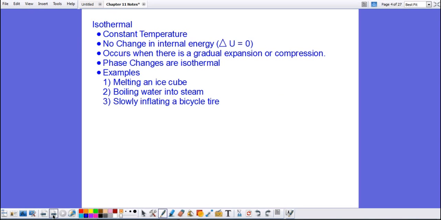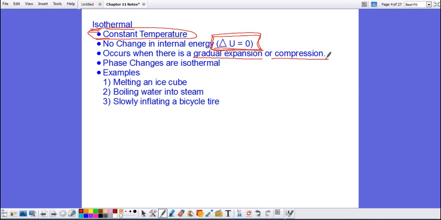The next process we're going to look at is isothermal. Again, iso means constant. Thermal is temperature, so it's a constant temperature. So an isothermal process occurs when the temperature does not change. When this happens, there is no change in internal energy, and it happens when it's a gradual expansion or compression.